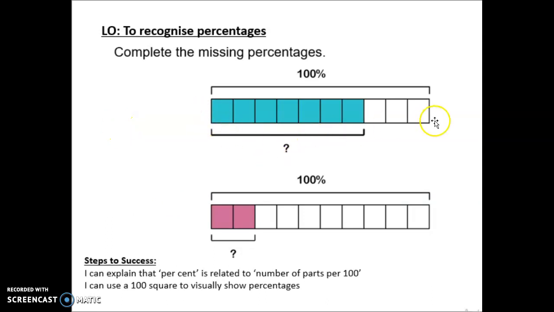Again, we've got 10 squares, so each one is worth 10 to make it a total of 100. How many have we got shaded? You work it out. We've got 7 shaded, therefore that is 70%. Okay? Look at the purple. What percentage is shaded? We've got 2 squares. Each square is worth 10, so that is 20%.